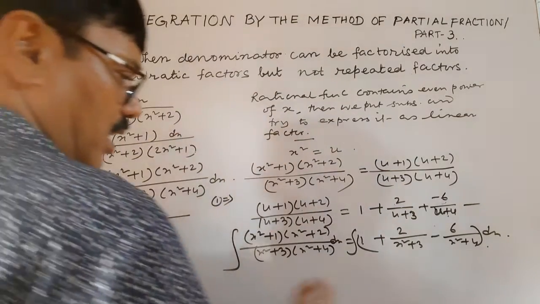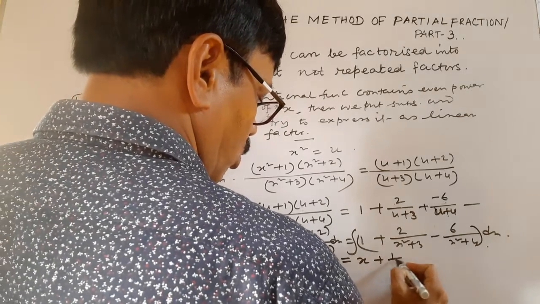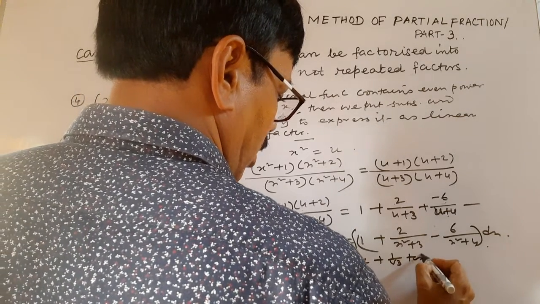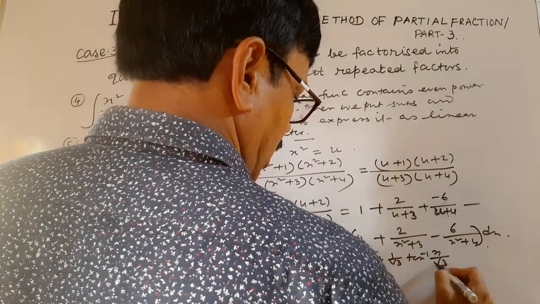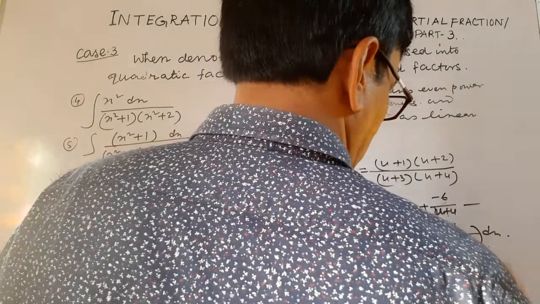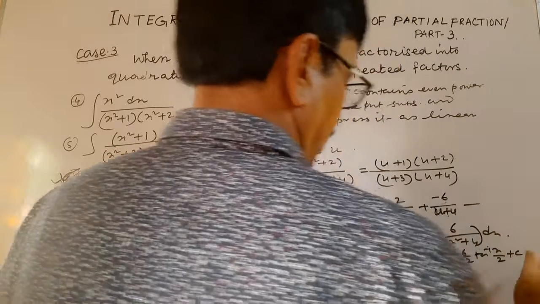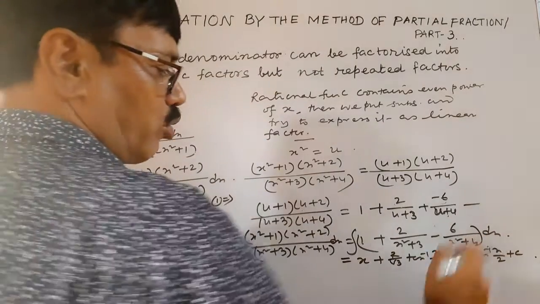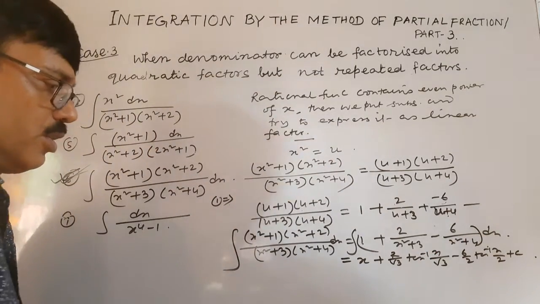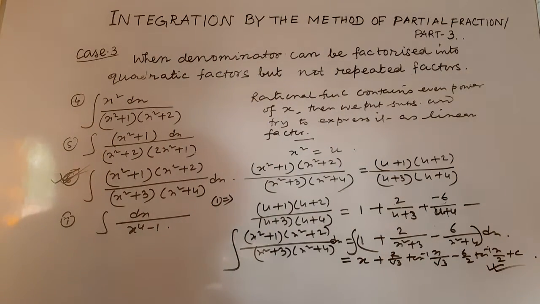What is the integration? This is x. This is 1 by root 3 tan inverse x by root 3, so this is 2 by root 3. And this is 6 by 2 tan inverse x by 2, because x square plus 4. So we get the value of the integral in this.